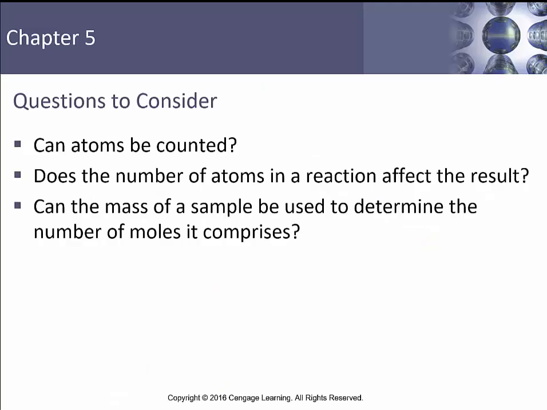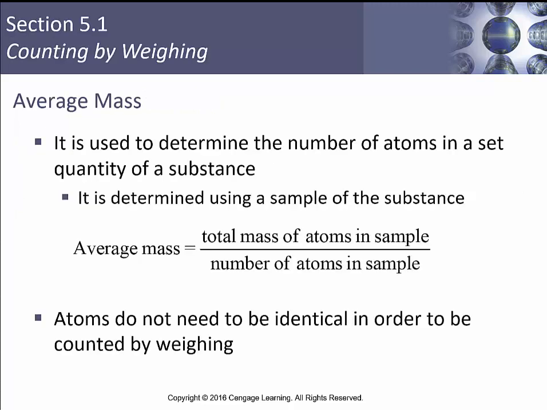And this brings us to our central questions. Can atoms be counted? Does the number of atoms in a reaction affect the result? Can the mass of a sample be used to determine the number of moles it comprises? Okay. So let's talk about our average mass. The average mass is used to determine the number of atoms in a set quantity of a substance. It's determined using a sample of the substance, so we get the average mass, and we'll take the total mass divided by the number of the atoms. Atoms do not need to be identical in order to be counted by weighing.